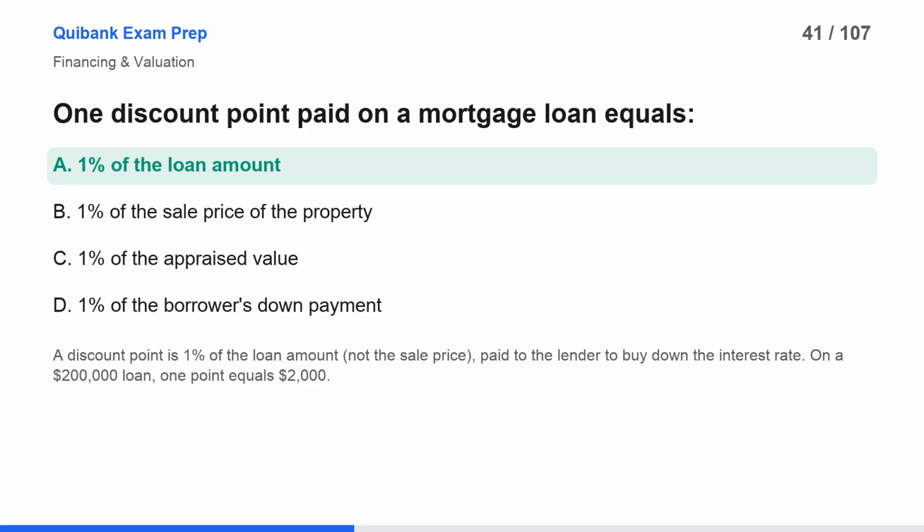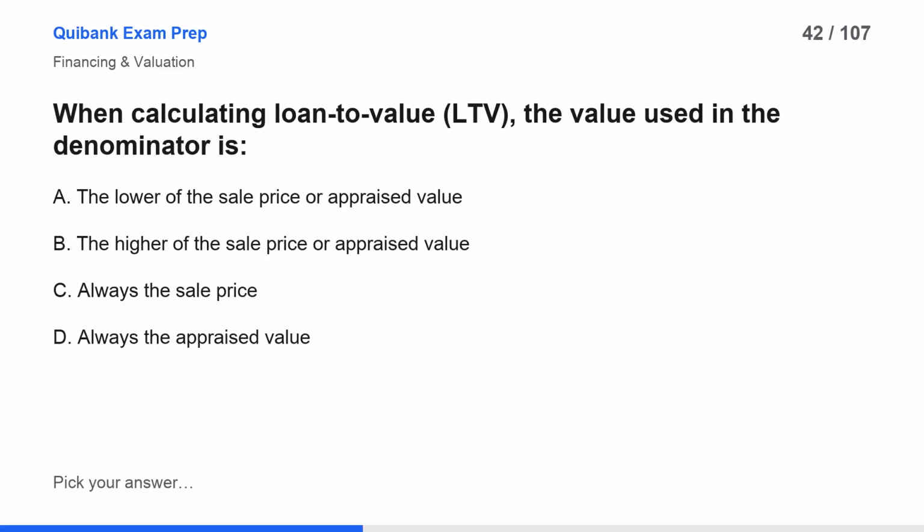The answer is A. 1% of the loan amount. A discount point is 1% of the loan amount, not the sale price, paid to the lender to buy down the interest rate. Question 42.